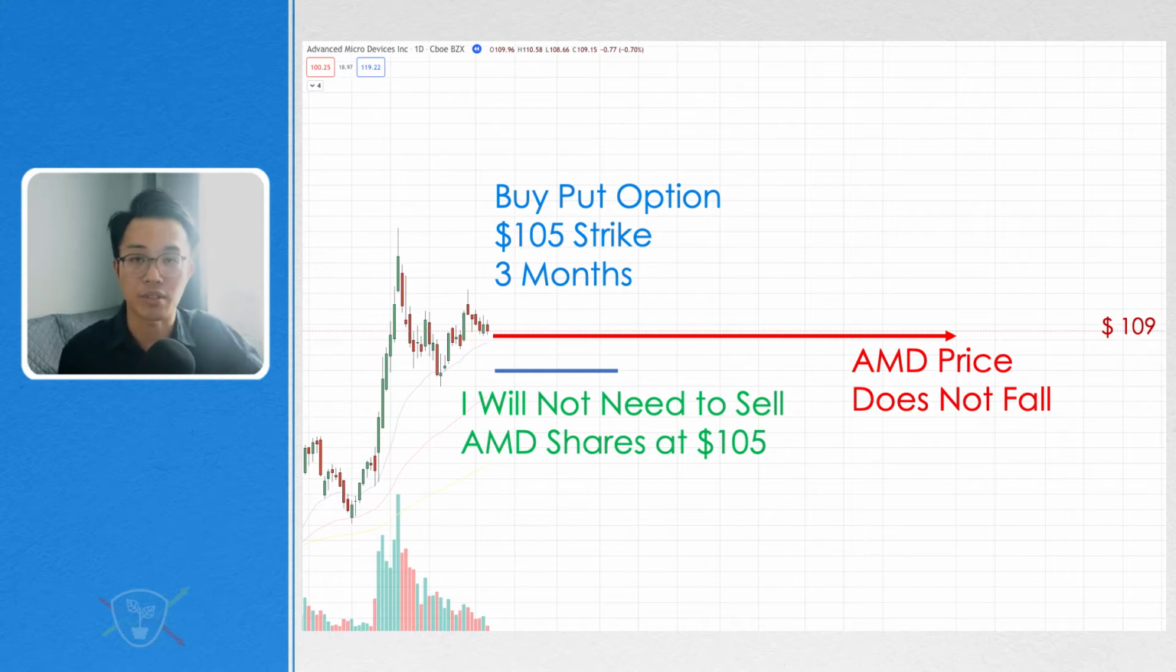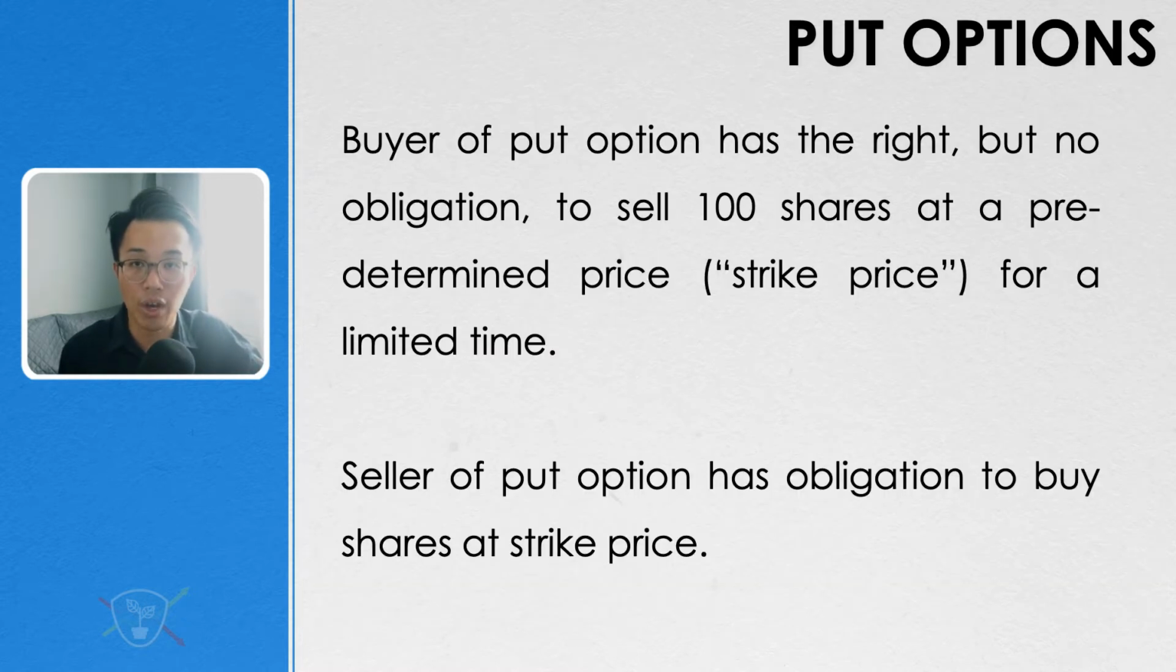So this is how put options work. It gives the owner of the put option the right, but no obligation, to sell the shares at a fixed price, a set price, for a limited period of time.